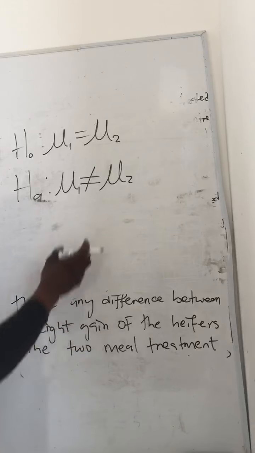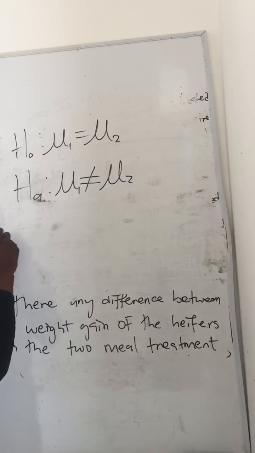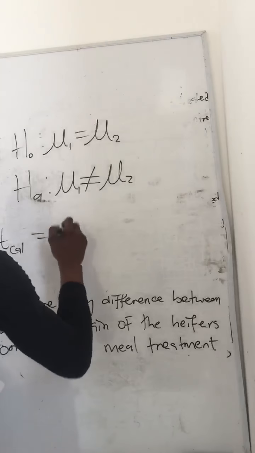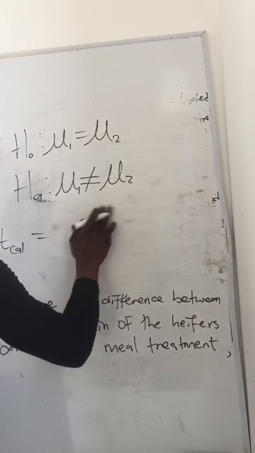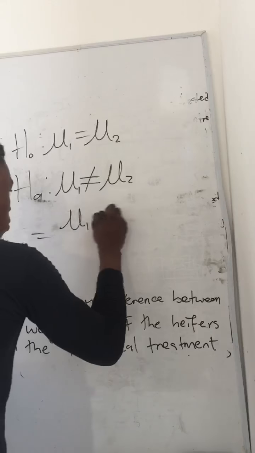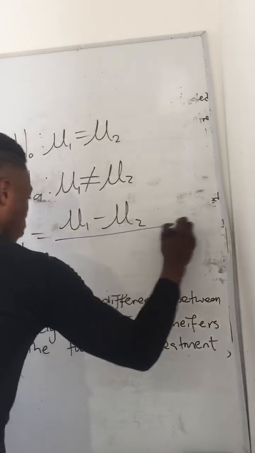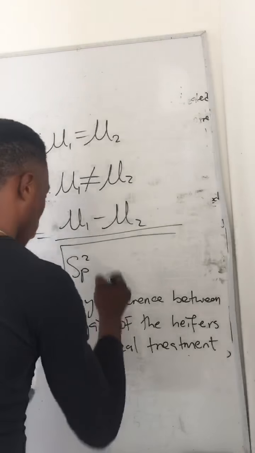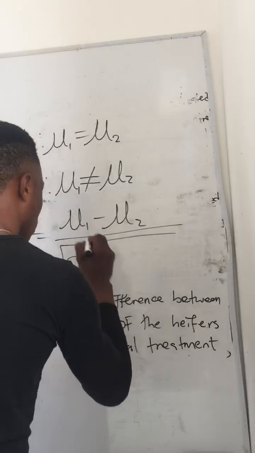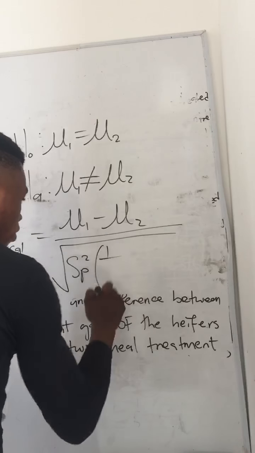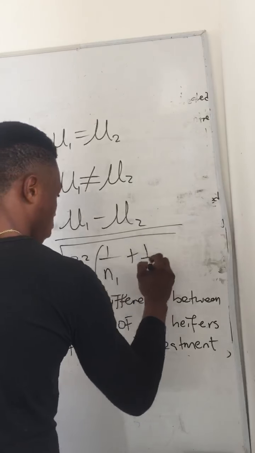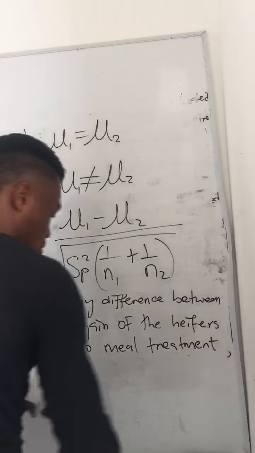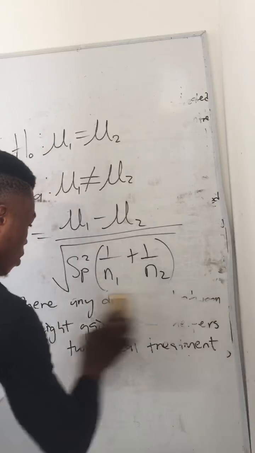How many samples were involved? Two samples were involved. And because two samples were involved, our T calculated is equal to mu1 minus mu2 divided by the square root of the pooled variance times 1 over n1 plus 1 over n2. Right?